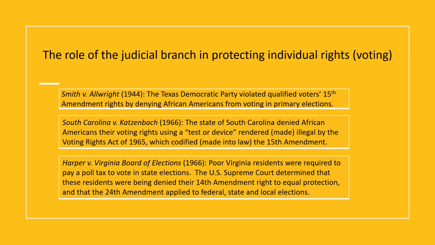Well, the first of these cases that we'll look at is Smith versus Allwright from 1944. In this particular case, the Texas Democratic Party violated qualified voters' 15th Amendment rights by denying African Americans from voting in primary elections. Now, this is an important distinction of words. It's very important. The 15th Amendment focuses on voting rights.